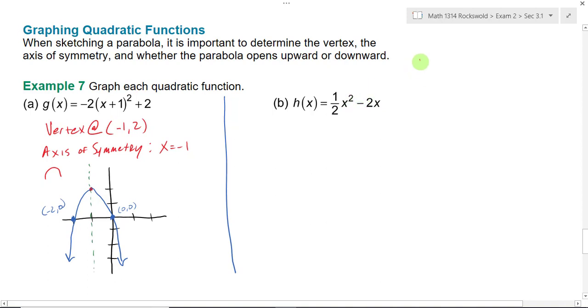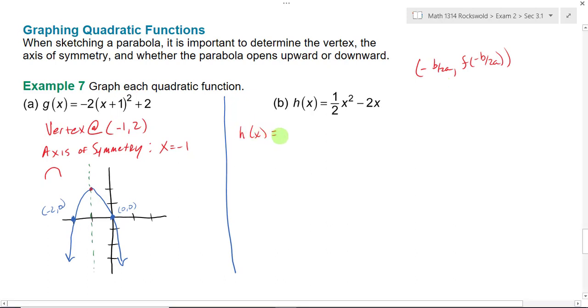Do I want to find the vertex using -b over 2a, f of -b over 2a, or did y'all like putting this in the vertex form? Which method do you prefer? You like the vertex form? So you want to complete the square on this. I'll do it. This is easier, but I'll do it. We're going to do it.